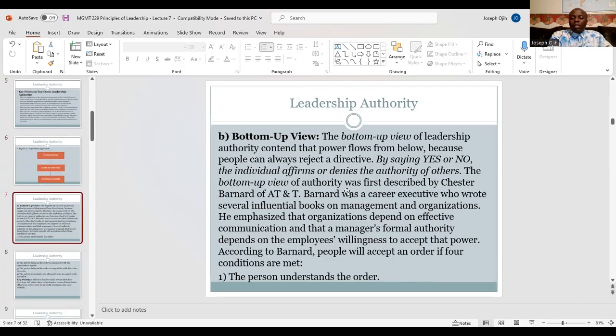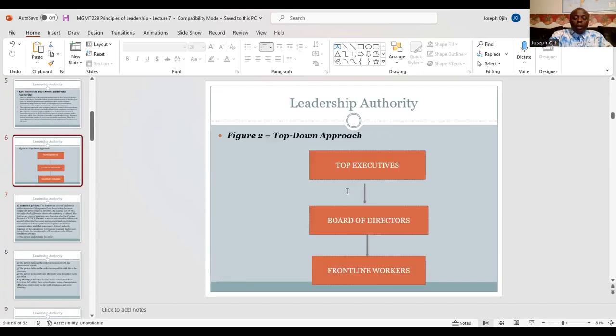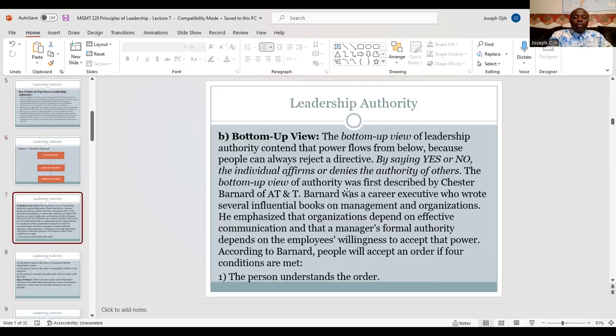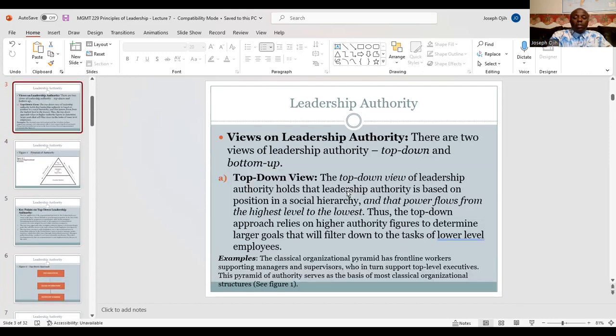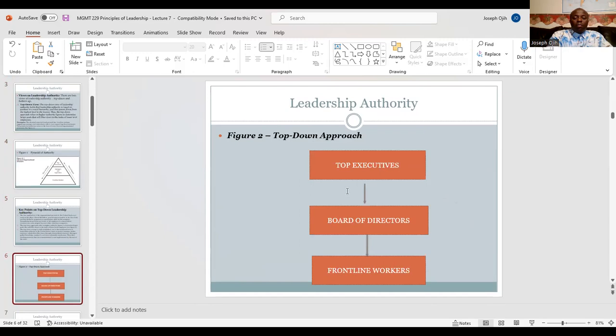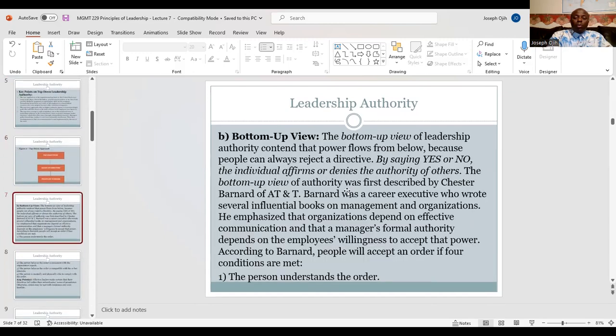So that is the top-down approach. How about the bottom-up approach of leadership authority? Remember, the one we just did is the top-down view. Then let's look at the bottom-up view of leadership authority. According to this view, authority power flows from below.